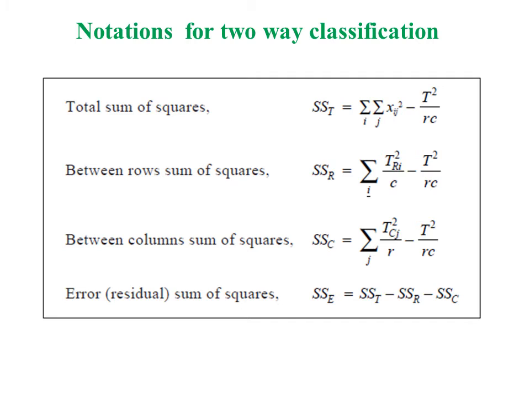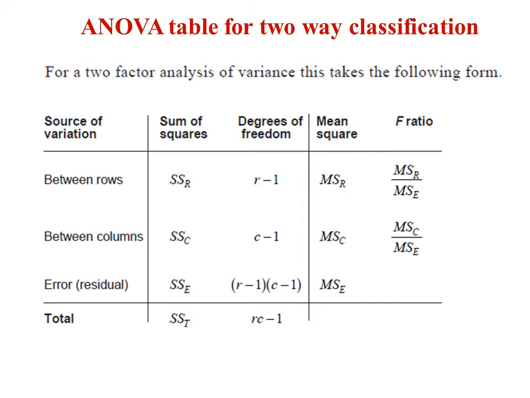So the major difference between one-way and two-way is that here row terms are included, SSR is additionally coming, and for finding SSE, that SSR has to be subtracted on the right-hand side. This is the difference between one-way ANOVA and two-way ANOVA.